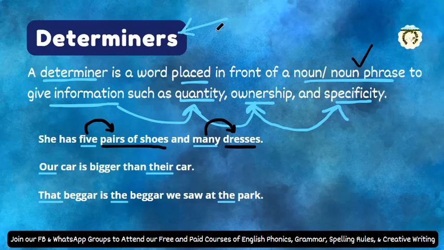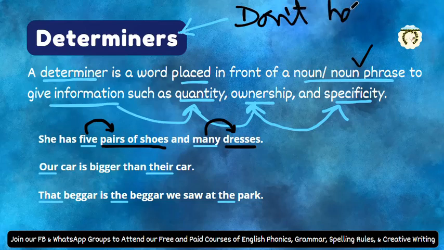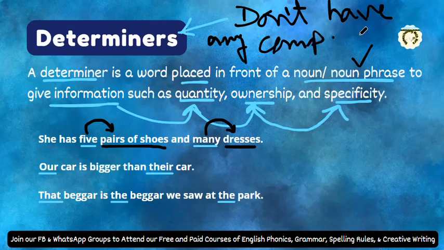Because determiners don't have any comparative and superlative degrees. There is a difference between determiners and adjectives, that determiners don't have any comparative or superlative degrees, right? This is the main difference between determiners and adjectives. Otherwise, they both function the same way. They give us information about nouns or pronouns.